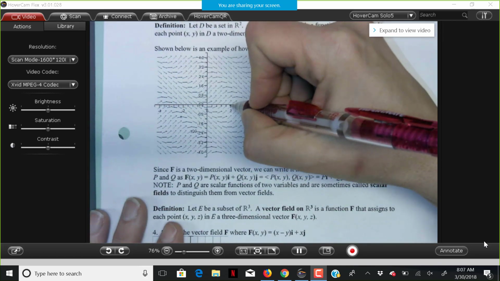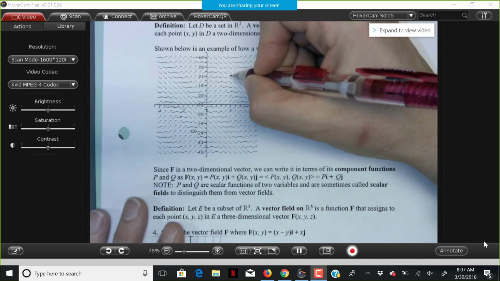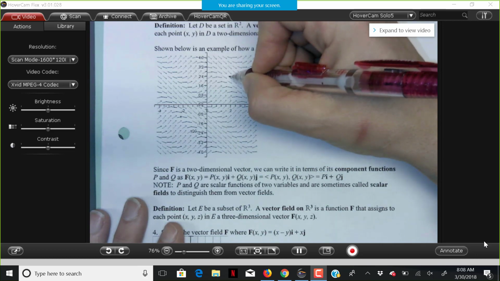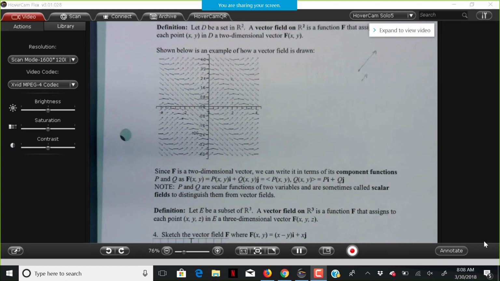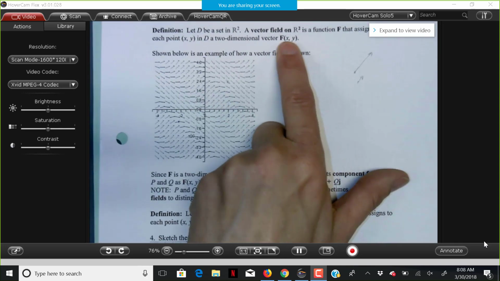Okay, so first definition: let D be a set in two-dimensional space of real numbers. A vector field on R2 is a function f that assigns to each point (x, y) in that set D a two-dimensional vector f(x, y). So here, if we look at the point (2, 4), then we get this vector. If that was a velocity, it would be heading, what, southeast? We can't really tell the magnitude from the picture.